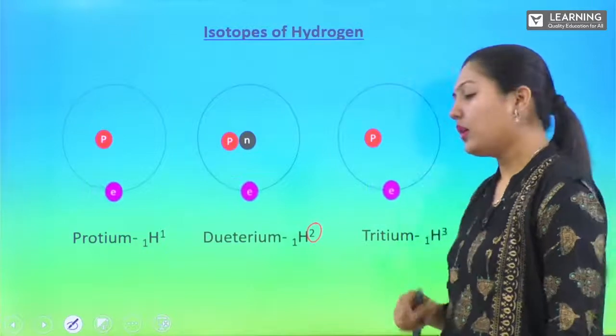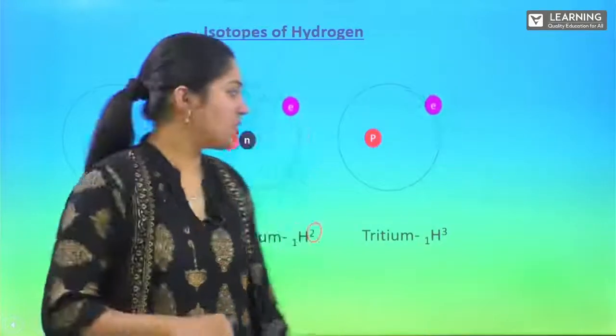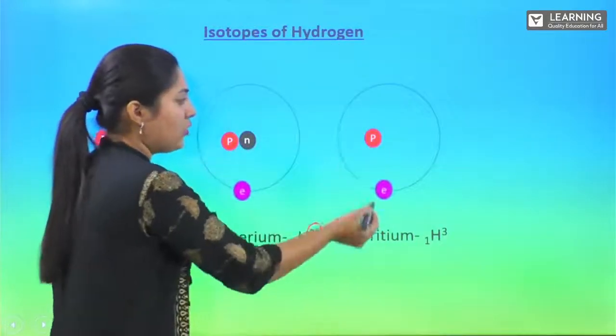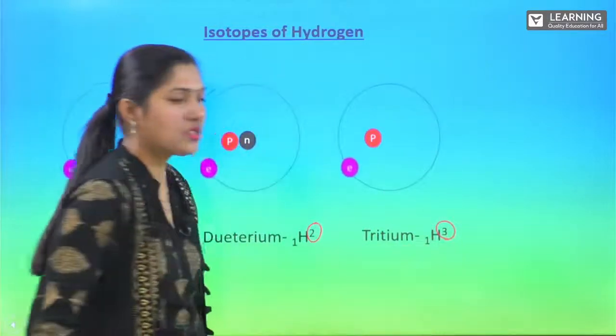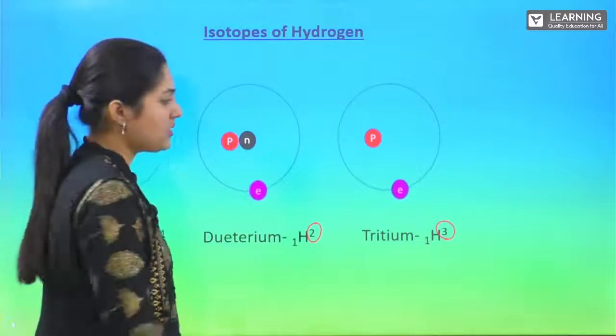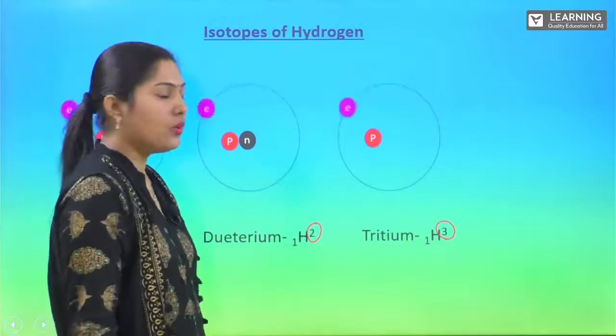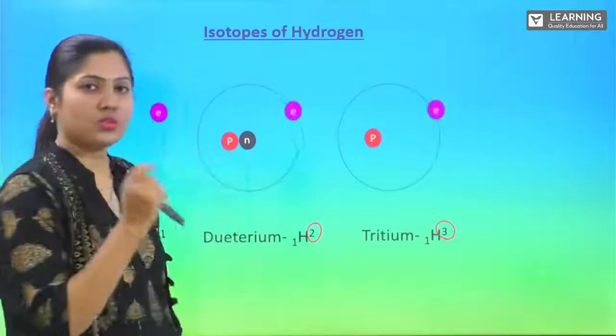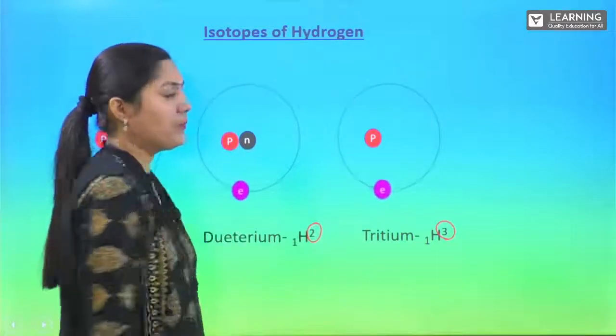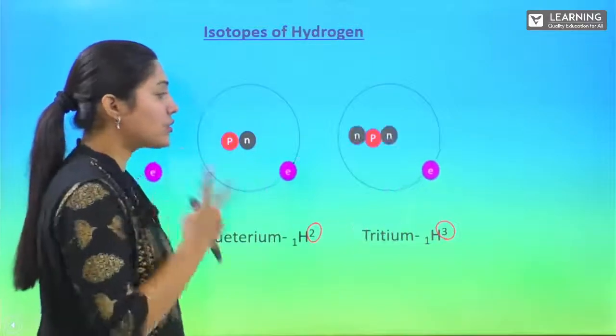Got it? What about this tritium then? It has 1 proton, 1 electron. But we can see here 3. The mass number is 3. Atomic mass is 3. So how do you find out 3 there? Here 2 because 1 neutron has been added. What about here? Here 2 neutrons are added.